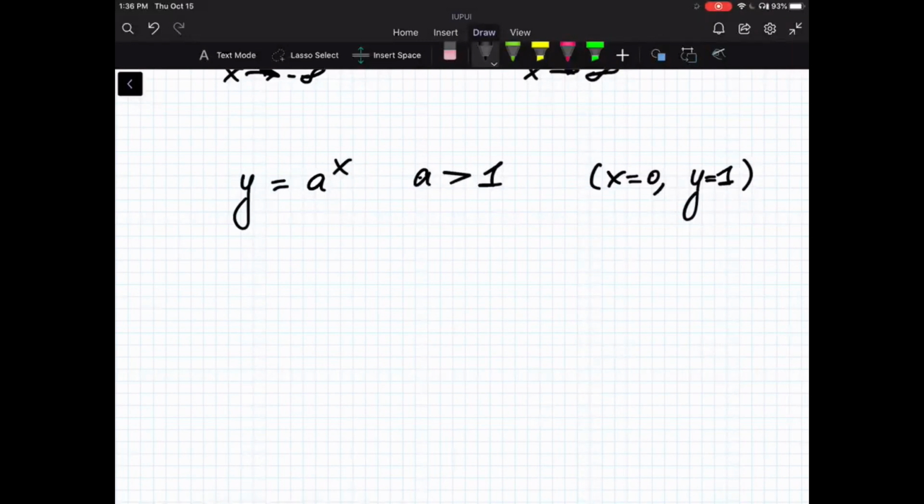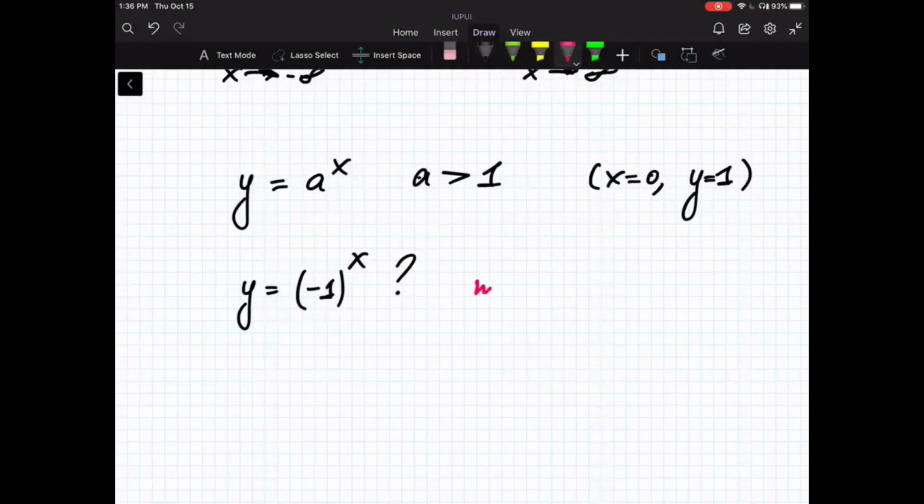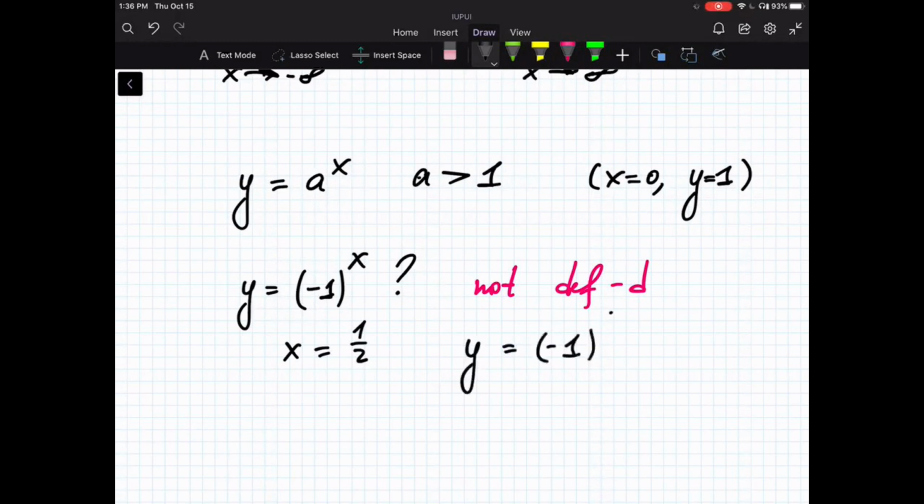Of course, there is a natural question: what happens if a is less than 0? What about y equal to minus 1 to the power x? The point is that this function is not defined, because, for example, suppose x is equal to 1/2. Then y is equal to minus 1 to the power 1/2, which is the same as the square root of minus 1. And we know that the square root is defined only for non-negative numbers. So a cannot be negative.